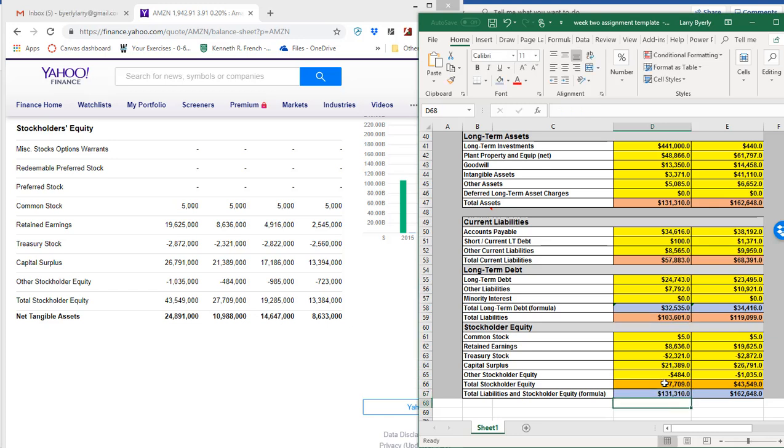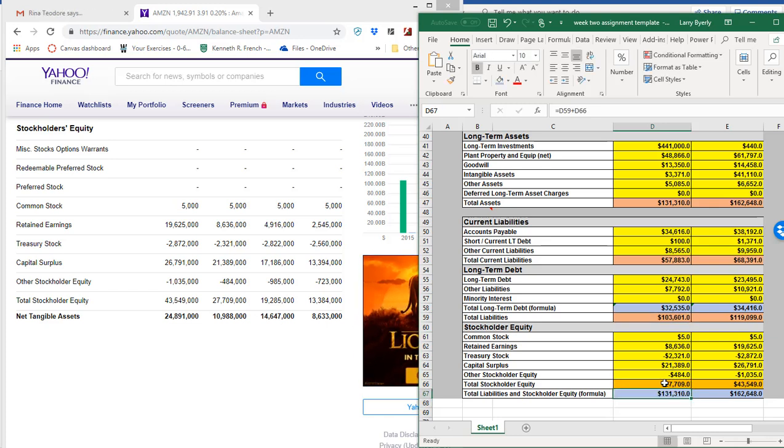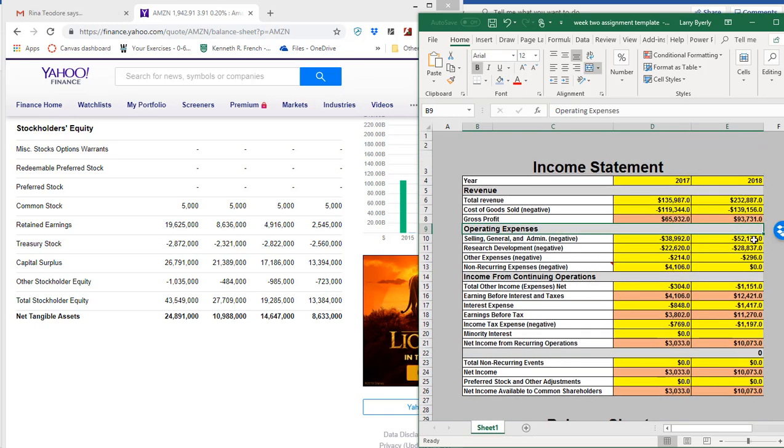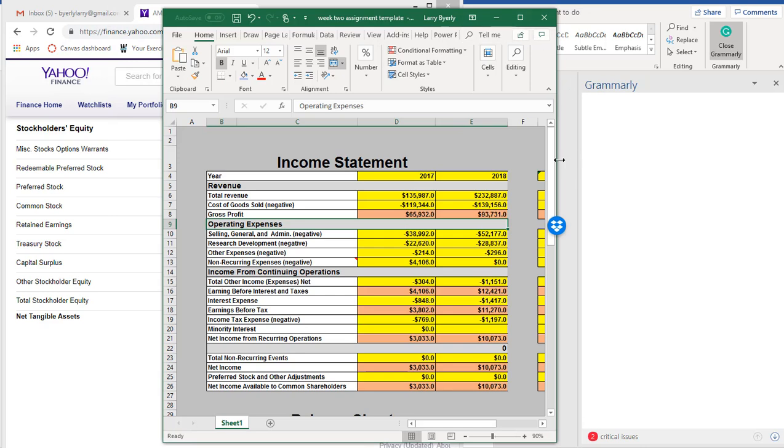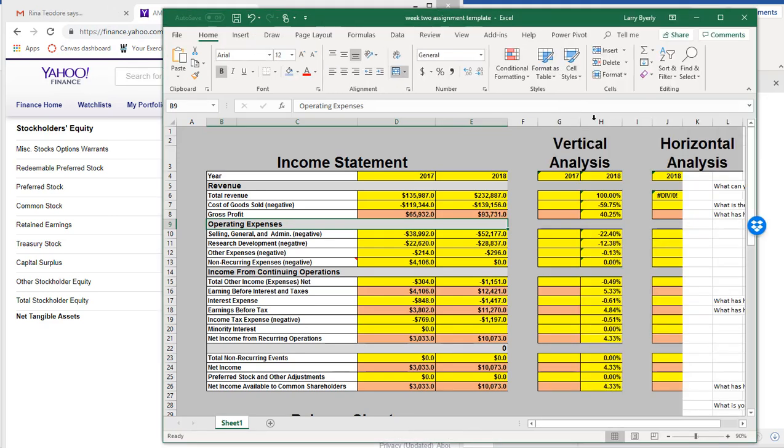And then we get our sum. Okay, so that's how you're going to complete the balance sheets. So let's scroll back up to the top and let me expand this a little bit so we can talk now about some analysis. So let me expand this out.